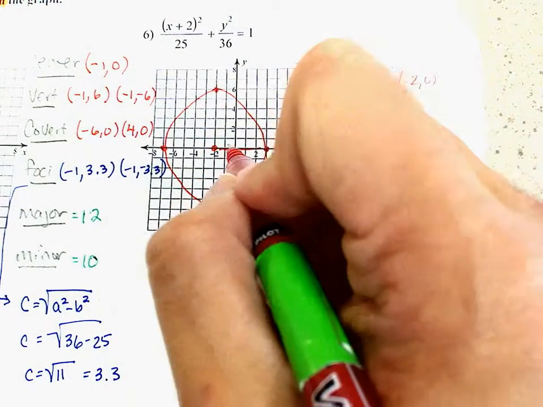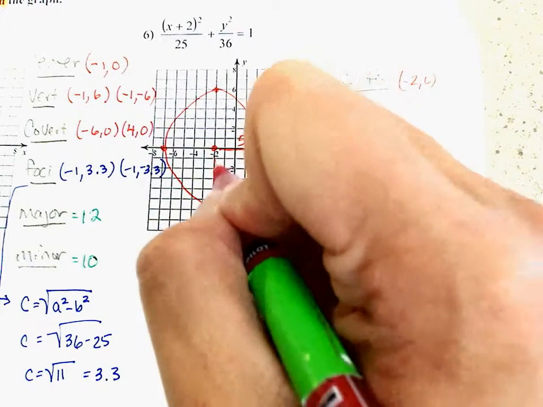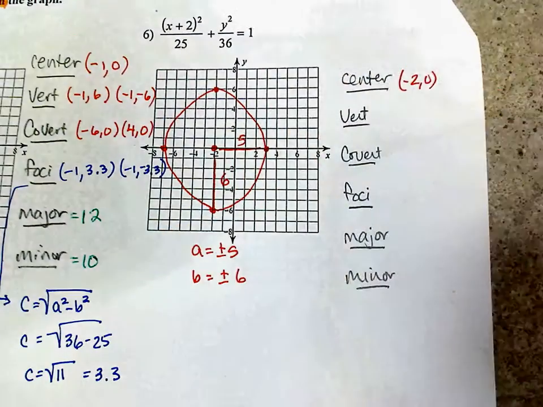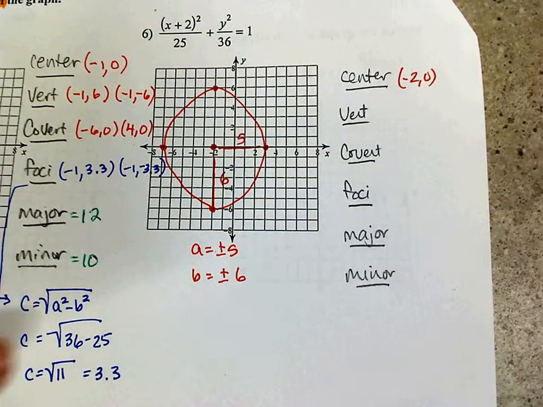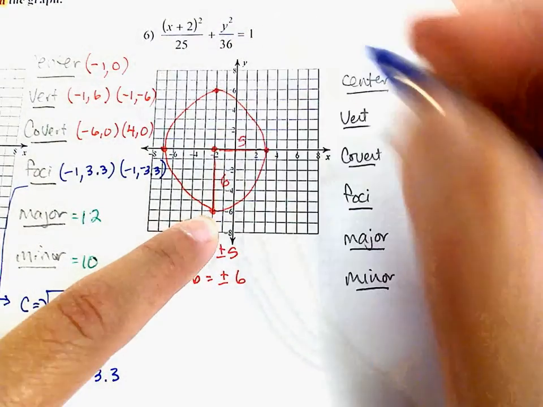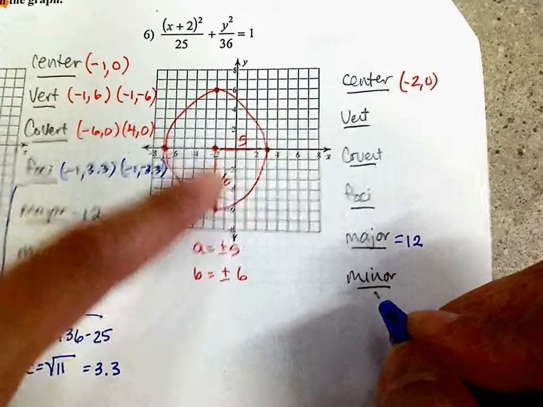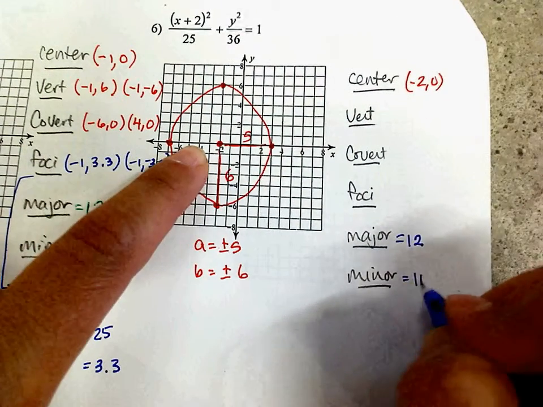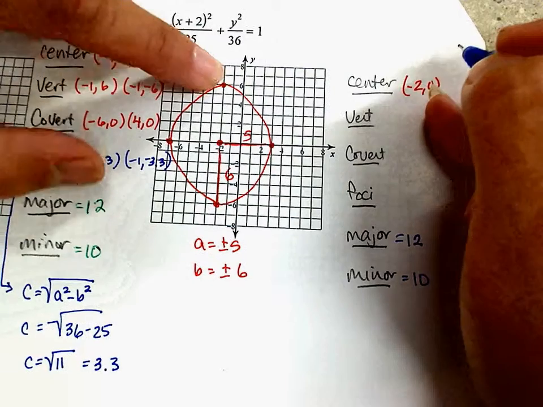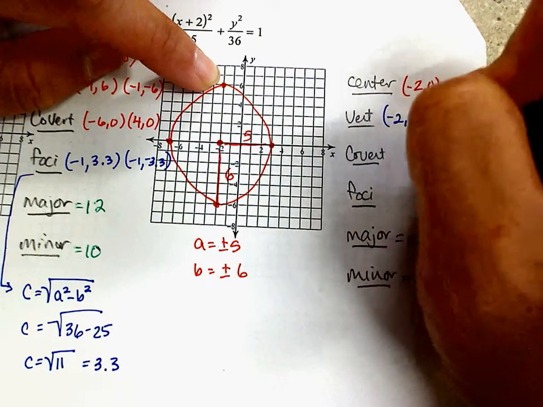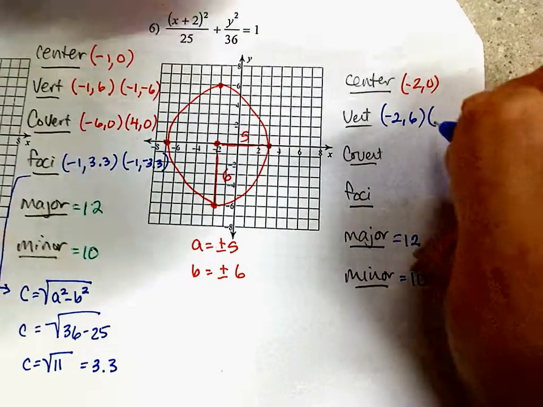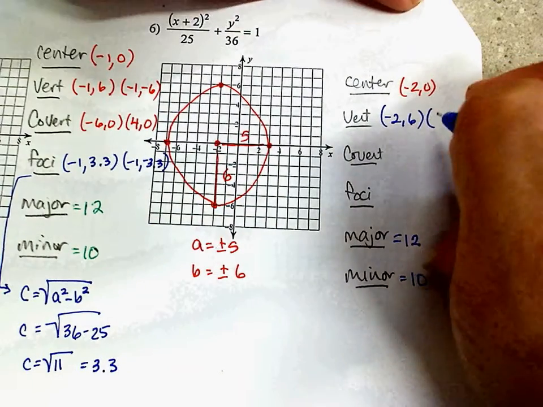1, 2, 3, 4, 5, and this distance is 6. So that tells you my major is going to be along my y-axis. Major, 6 plus 6 is 12. 5 plus 5 is 10. This vertices is along your major, so that point is negative 2, comma 6. And this one is negative 2, negative 6.